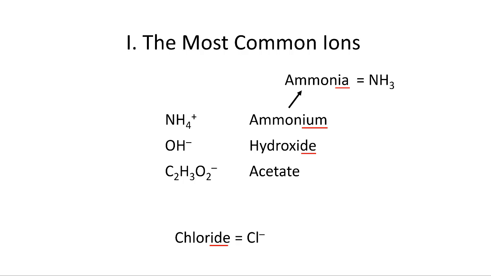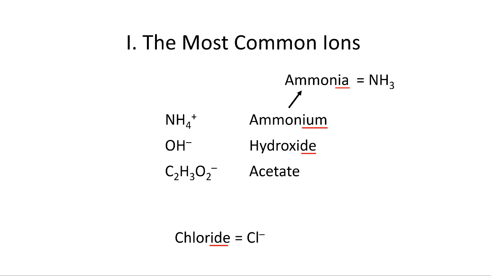There are two exceptions to that. One is hydroxide, as you see here, and another one is cyanide, which we'll see later. So hydroxide is OH minus 1. This is another one that you just need to memorize.